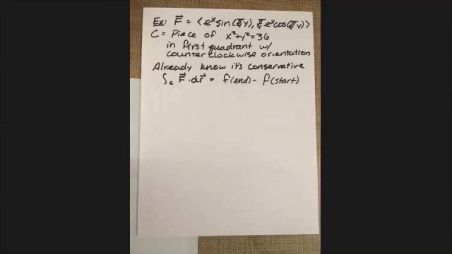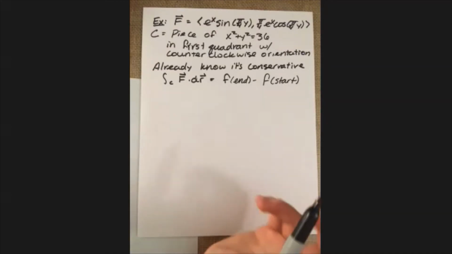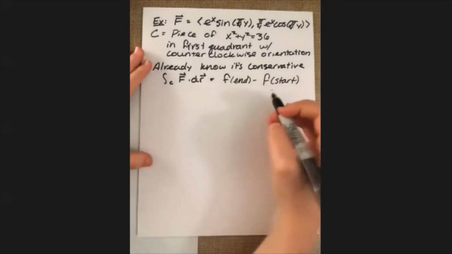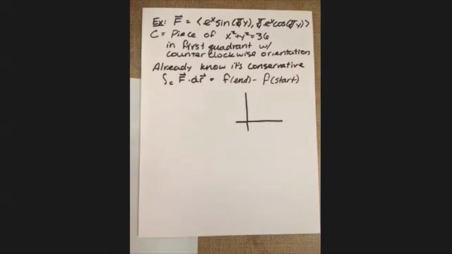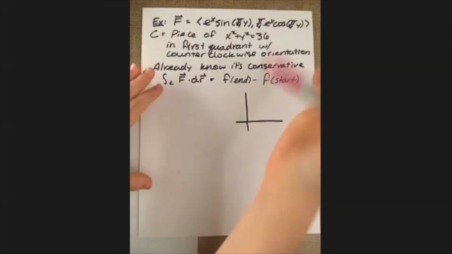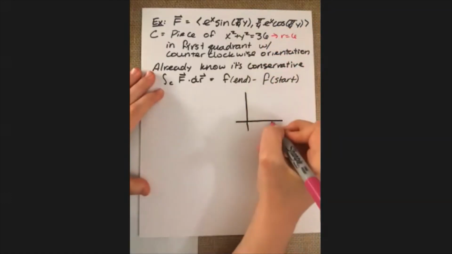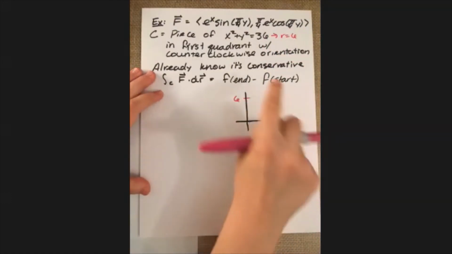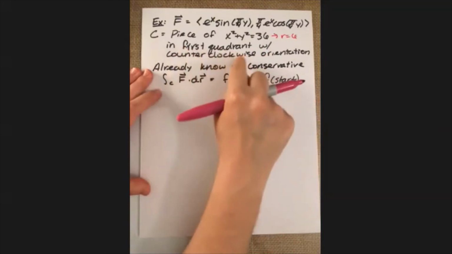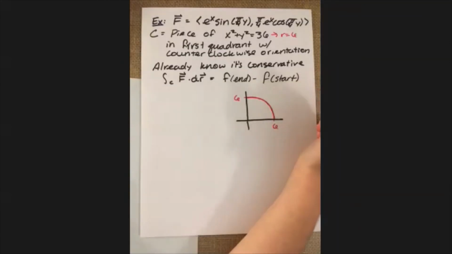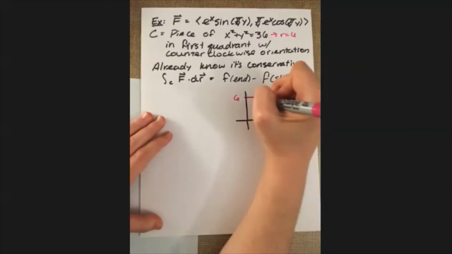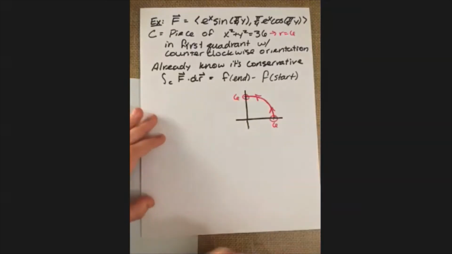But let's take a look at what this curve actually looks like, okay? Like what would our end and our start points actually be? So our curve here, this is going to be the circle with radius 6. And we just want x to be greater than or equal to 0 and y to be greater than or equal to 0 because we're looking at our first quadrant. So it's going to be something kind of like that. And we're going in the counterclockwise orientation, like so, which means that our start is down here and our end is up here.